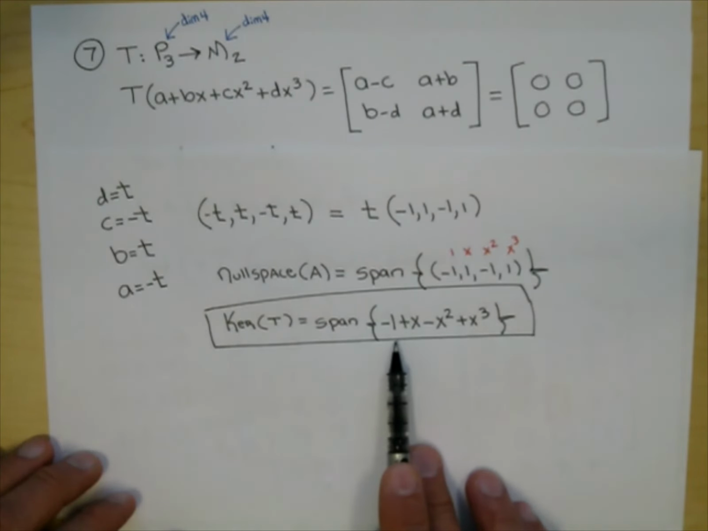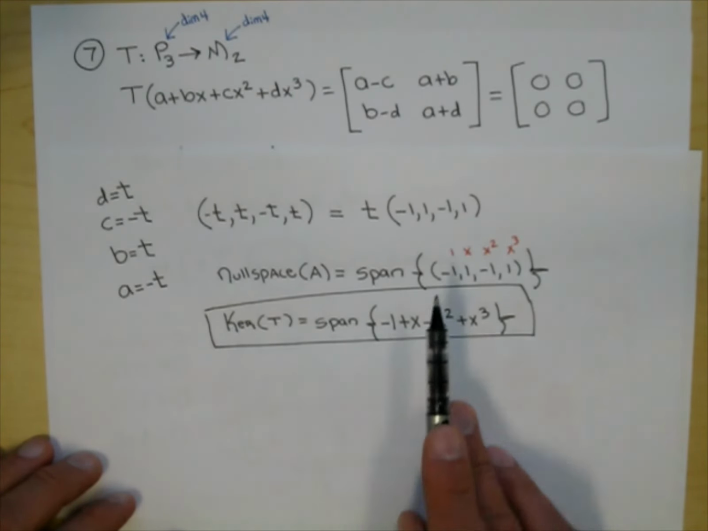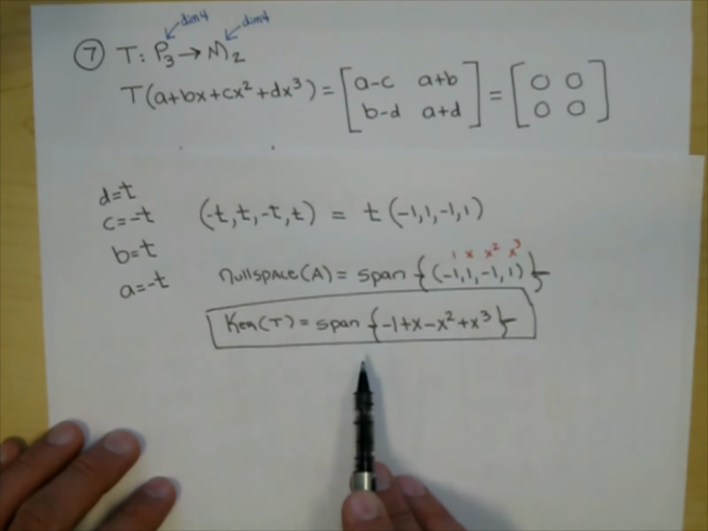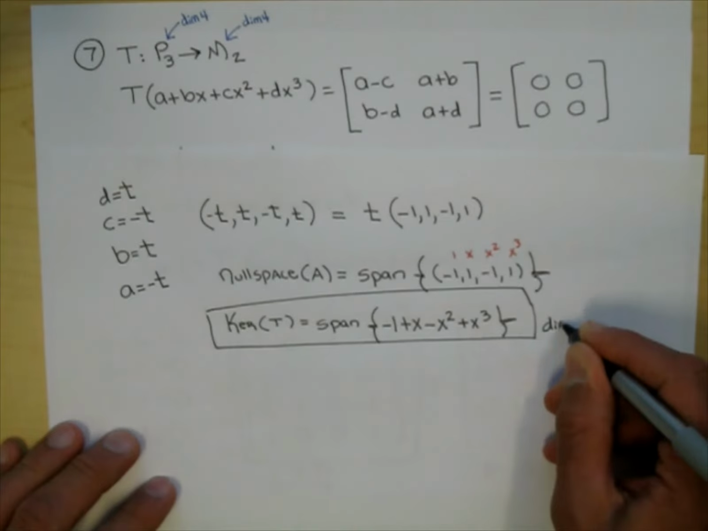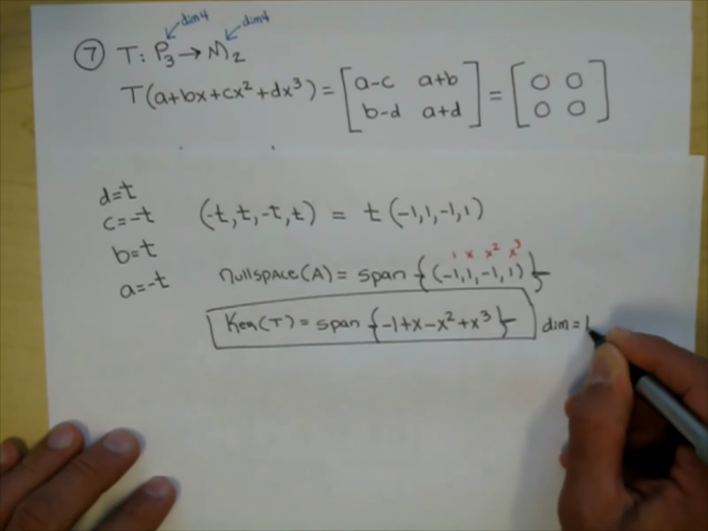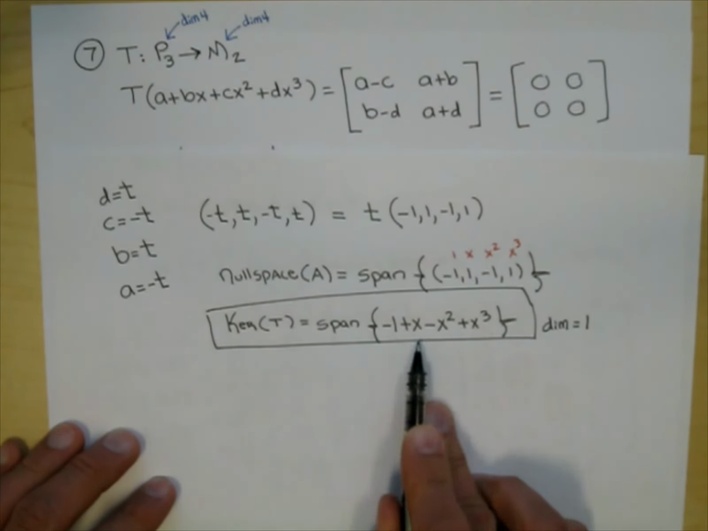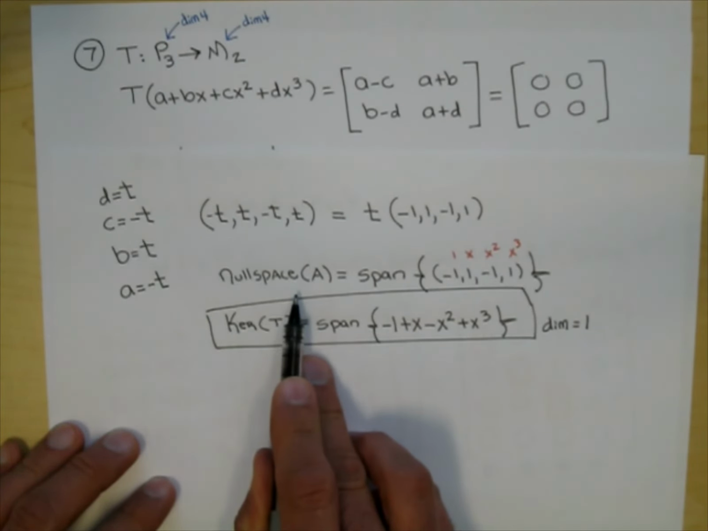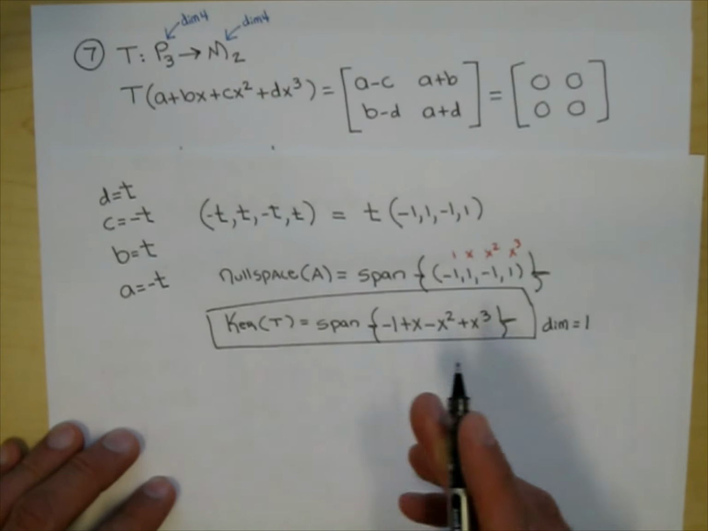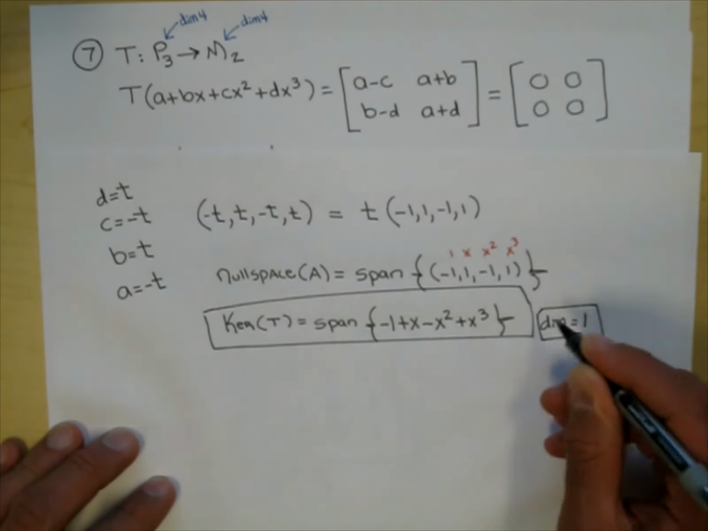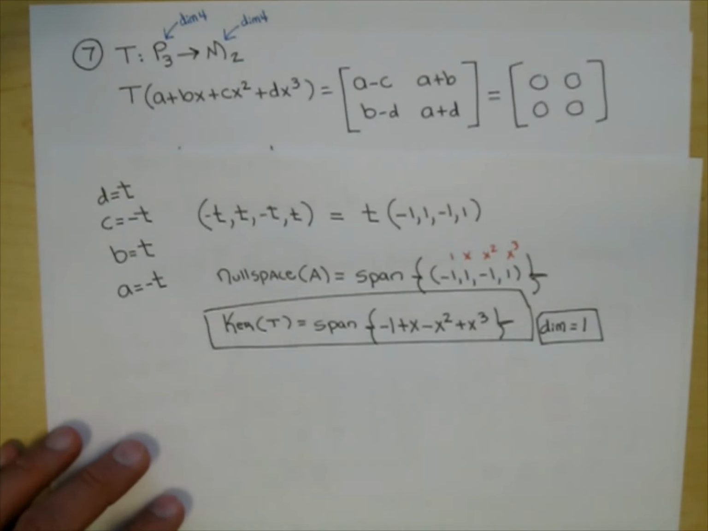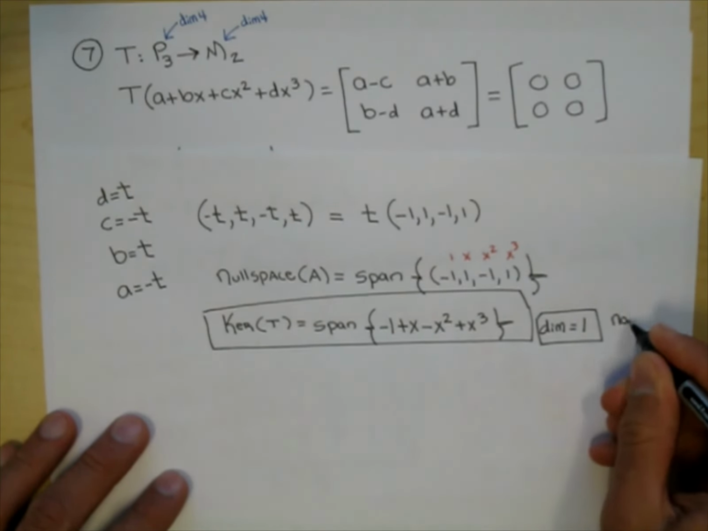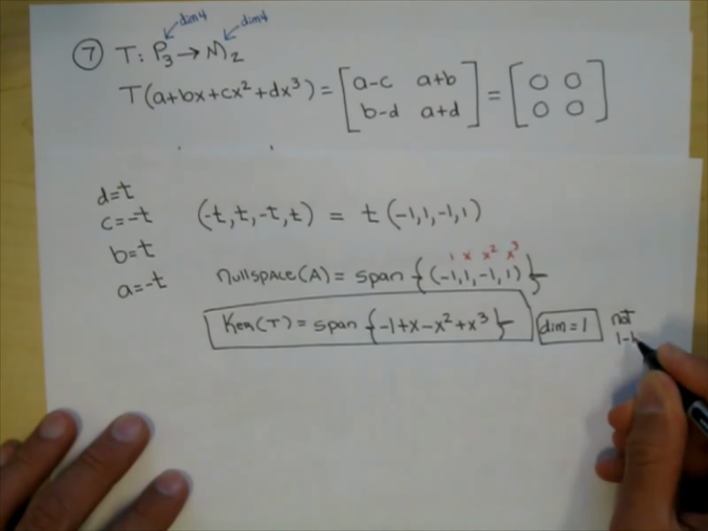But you can do any multiple of this polynomial, and it would still zero out when shoved through the linear transformation. What is the dimension of the kernel? The dimension is 1. Don't say 4, there's 4 terms there, but it's 1 vector. And it will always be the dimension of the null space of your matrix of T relative to the ordered bases. Since the kernel has dimension 1, that tells us that this linear transformation is not 1-to-1.